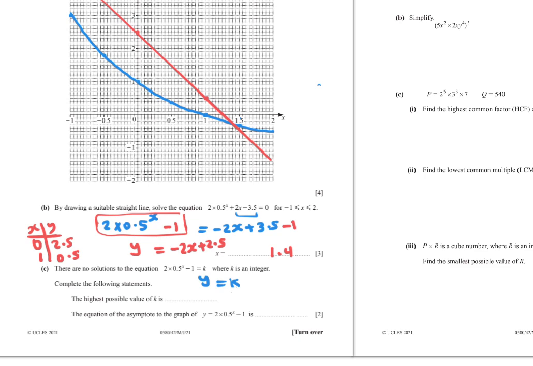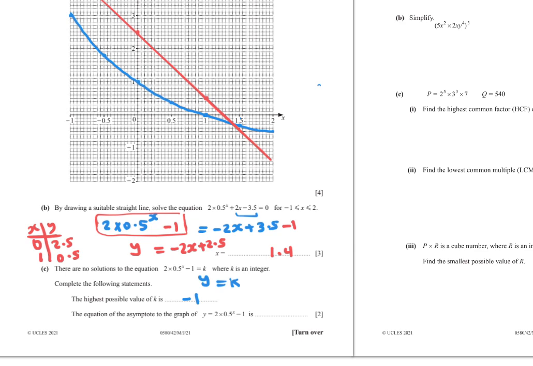So if we consider k negative 2, this doesn't intersect the curve at all. K negative 1 doesn't intersect the curve at all. K equals 0 intersects the curve. So the highest value for k is negative 1, because after that, the horizontal line intersects the curve. So the highest value for k, negative 1.